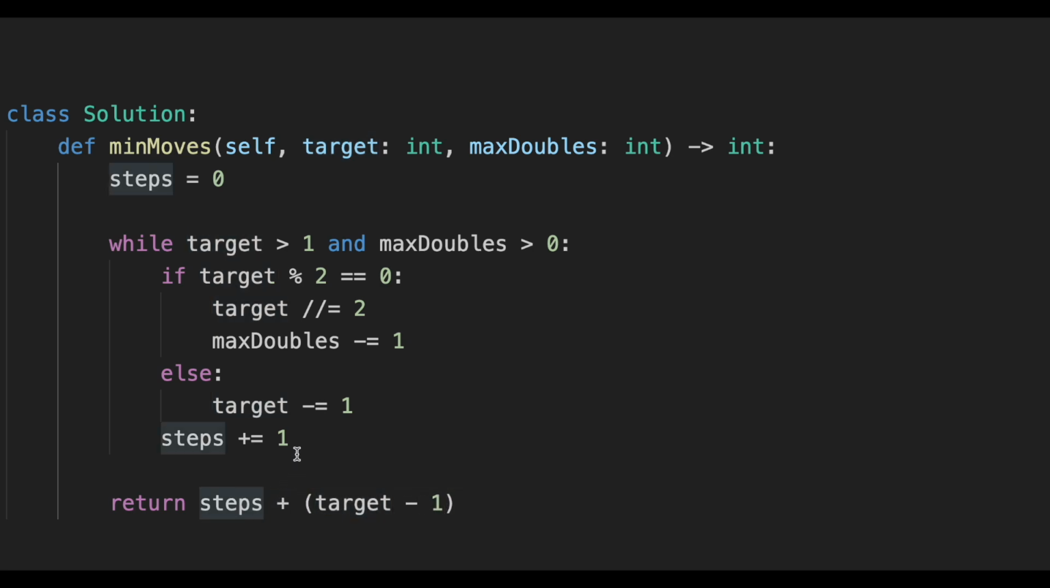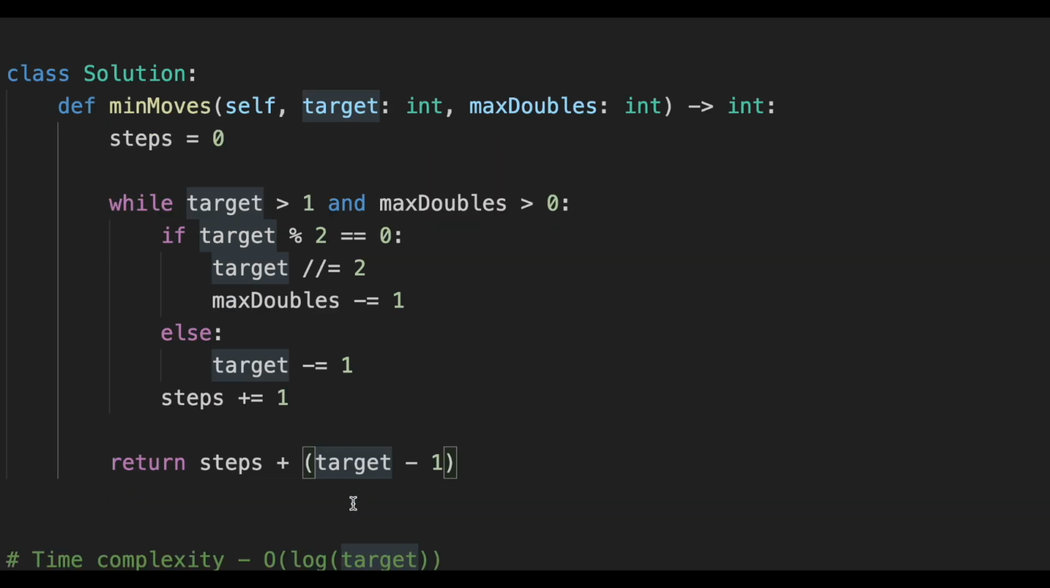Because we are starting from 1, we add target minus 1 to our steps. For example, in our case, we have made 4 steps to reach 4 in our previous example, and 4 minus 1, because the target that we want to reach is 1, gives us 3. 4 plus 3 is equal to 7, which we are returning.